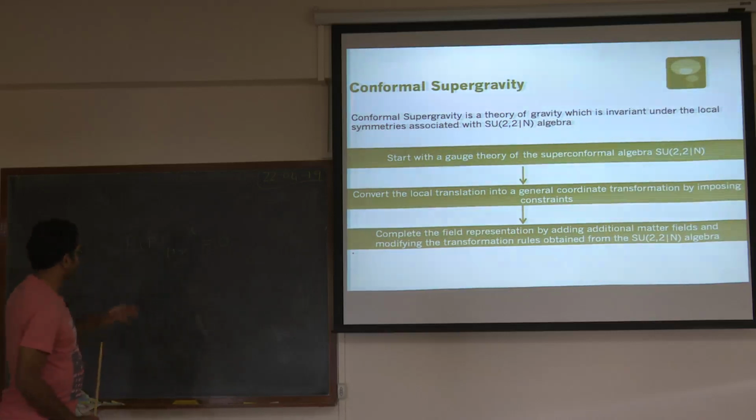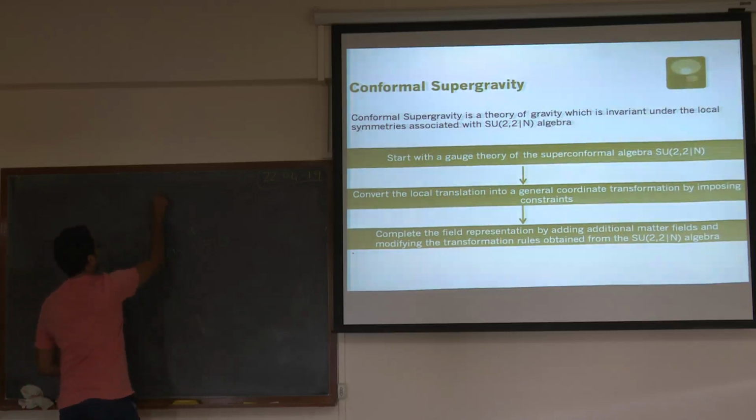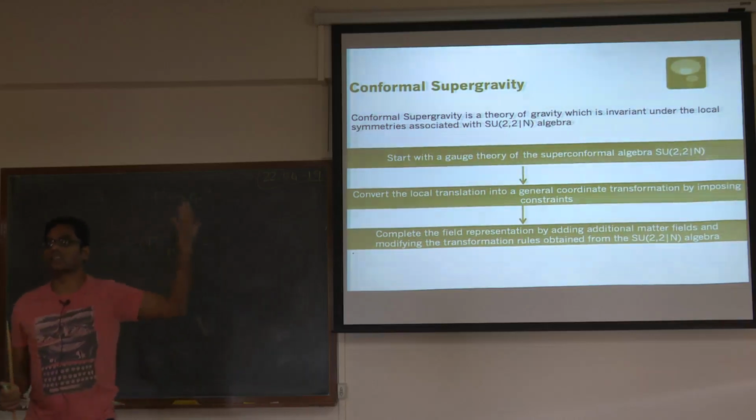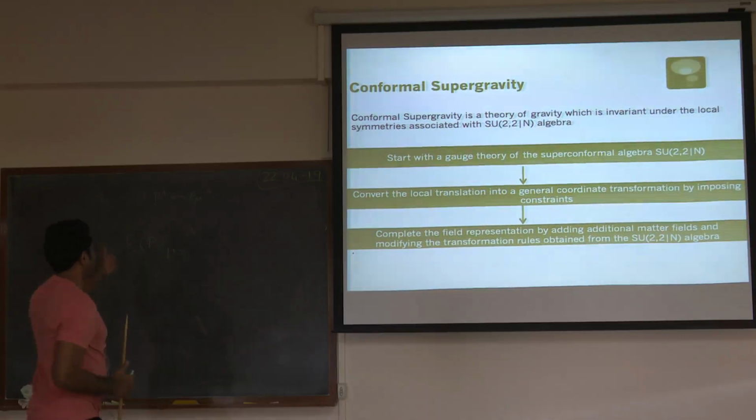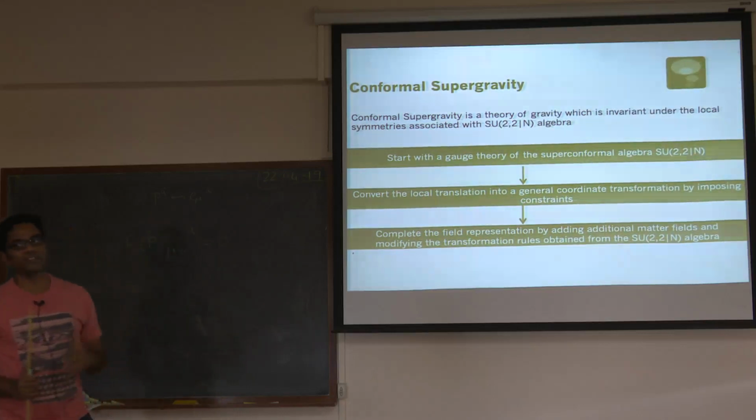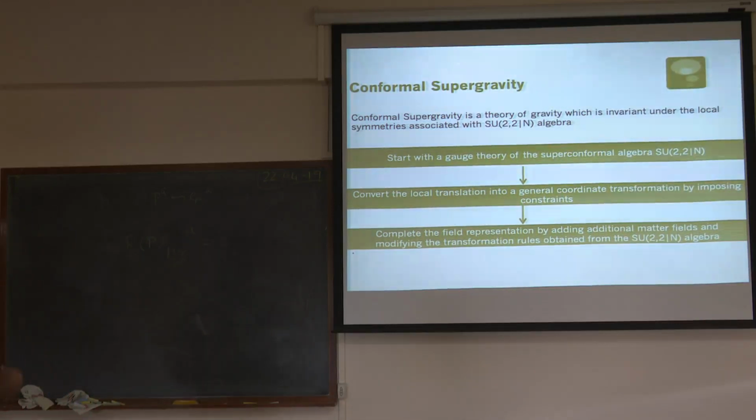Okay. So, the local translation generator is P_A and the corresponding gauge field is e_μ^A. You can write down the curvature based on the gauge transformation of this gauge field, the curvature associated with this translation. So, one of the constraints that you impose is that this curvature is 0, and that basically makes the gauge field ω_μ^AB, which corresponds to local Lorentz transformation, dependent.